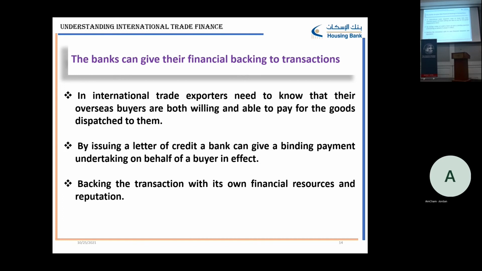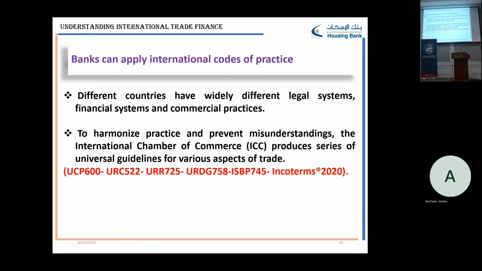Okay. The banks can apply the international codes of practice. As we said previously, different countries mean different legal systems, different financial systems, different customs practice, different commercial systems. Now, as you know, there is an independent institution established in 1919, the International Chamber of Commerce, established in Paris by maybe the biggest countries at the beginning. This International Chamber of Commerce acts as an independent institution to cover international trade between exporters and importers and give each party what is required from them.